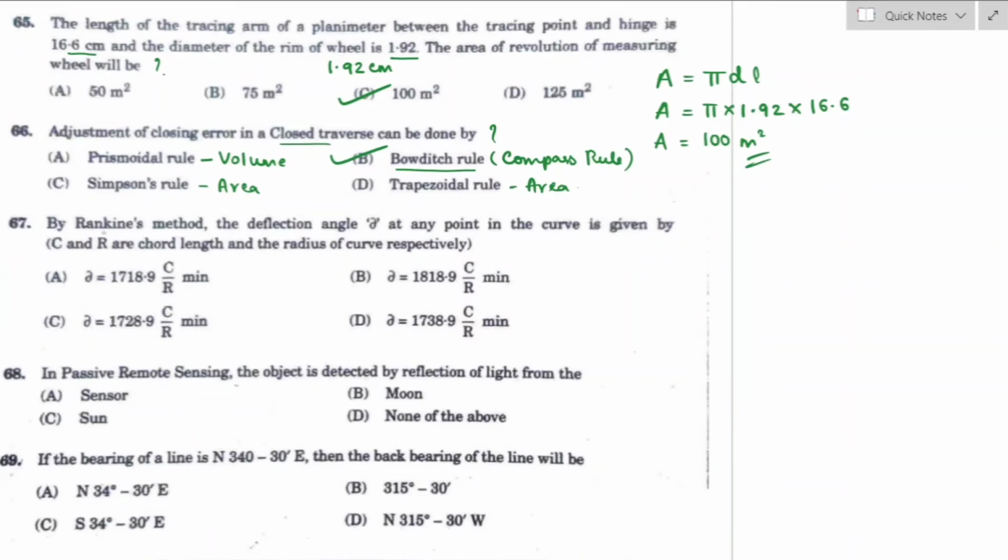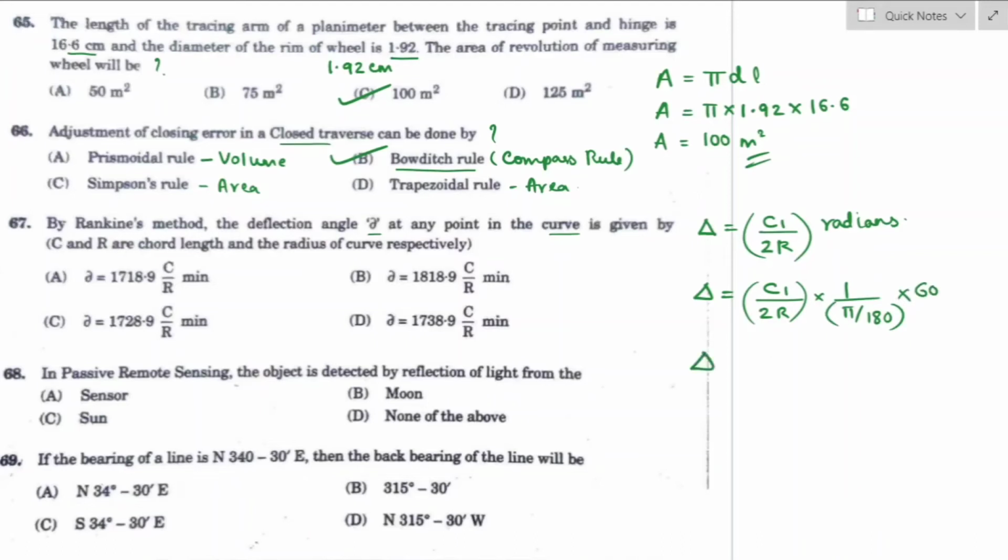Question number 67. By Rankine's method, the deflection angle delta at any point in the curve is given by? We know that deflection is equal to the ratio of chord length divided by 2 times the radius of the curve, which is given in radians. So to calculate in terms of minutes, we shall multiply by 180 by pi. To convert it into minutes, multiply by 60. So the deflection angle will be 1718.9 into C by R. So the right answer is option A.